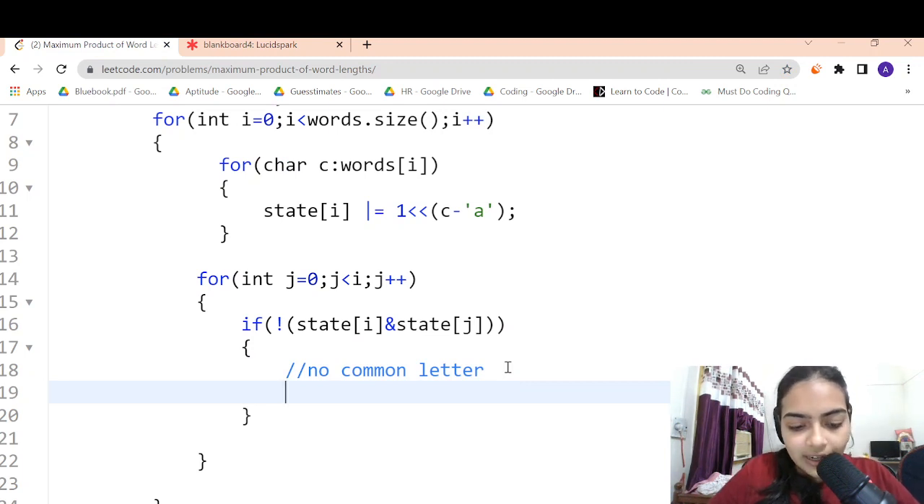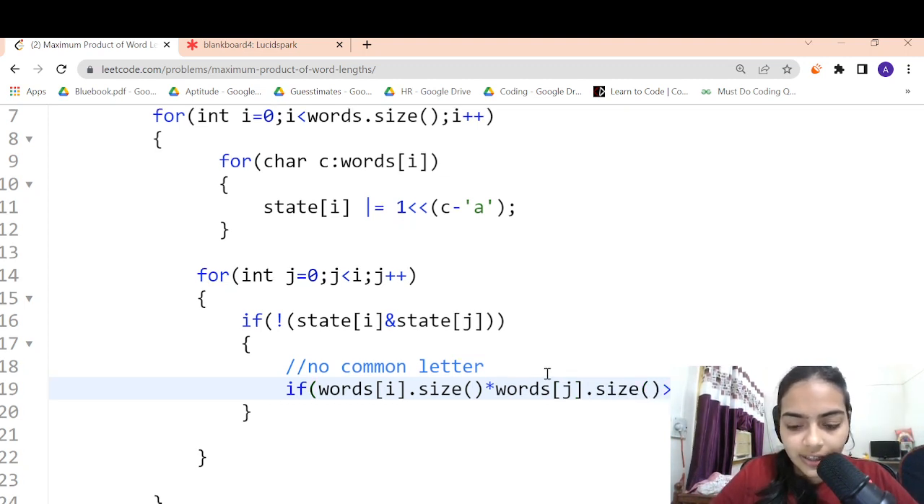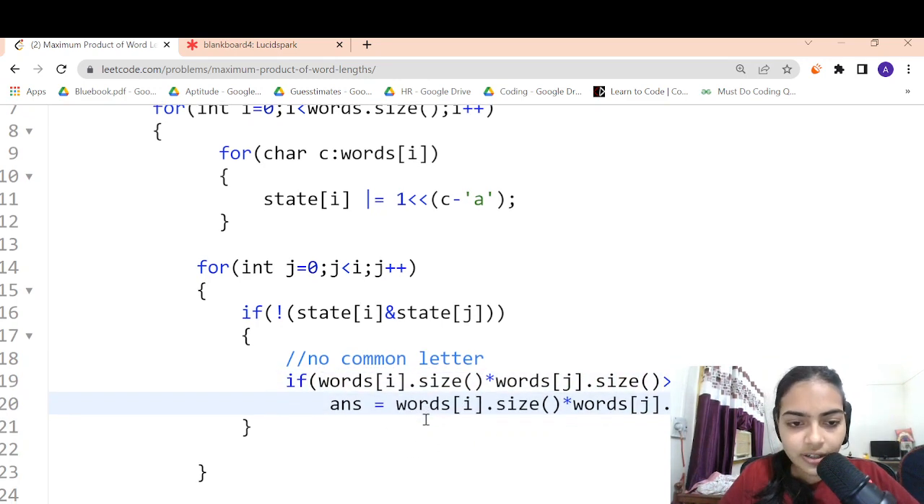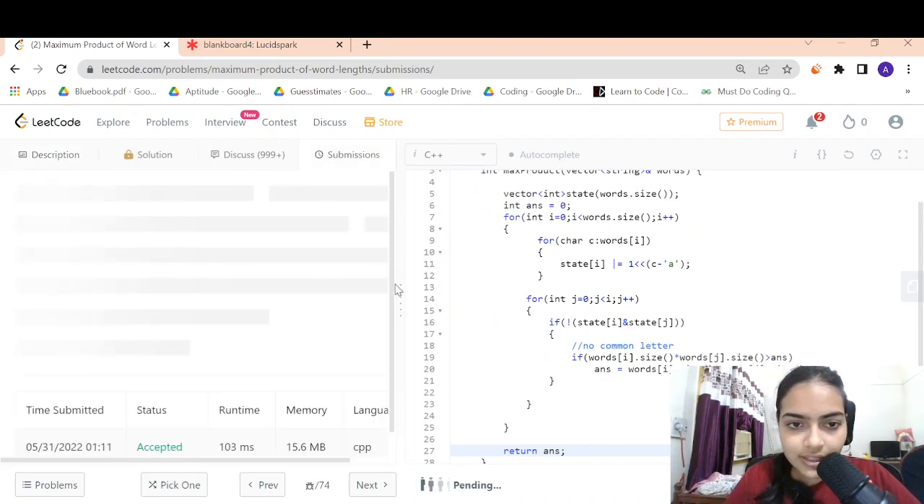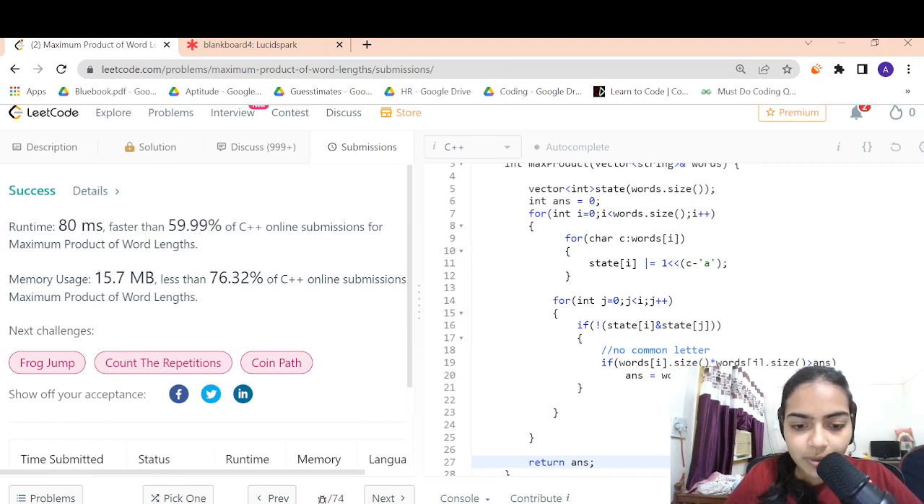If there is no common letter, then I can just compute words of I dot size times words of J dot size. This is what is asked of me in the answer. If this length is greater than the current stored answer, I can save it as my current answer, and finally I can just return answer. Okay, that's it. This is the entire code. Once I give return answer, I can run this code and submit it and see if it is getting accepted. So it's accepted. Thank you for being patient and listening.